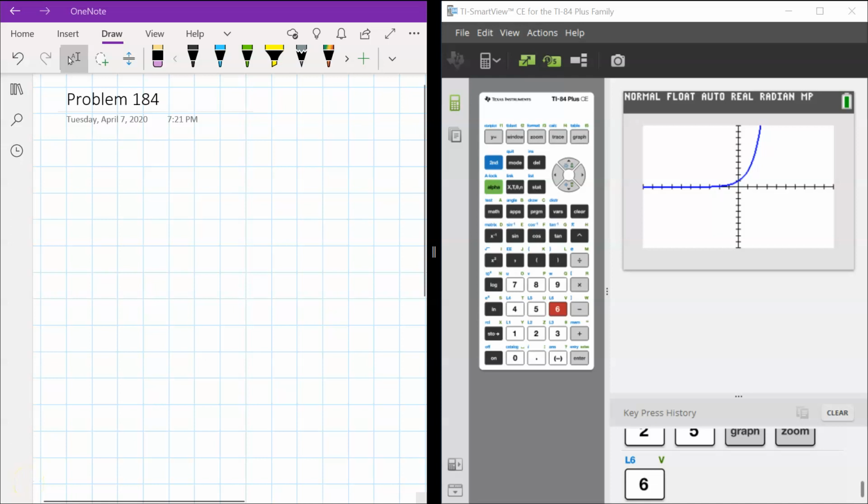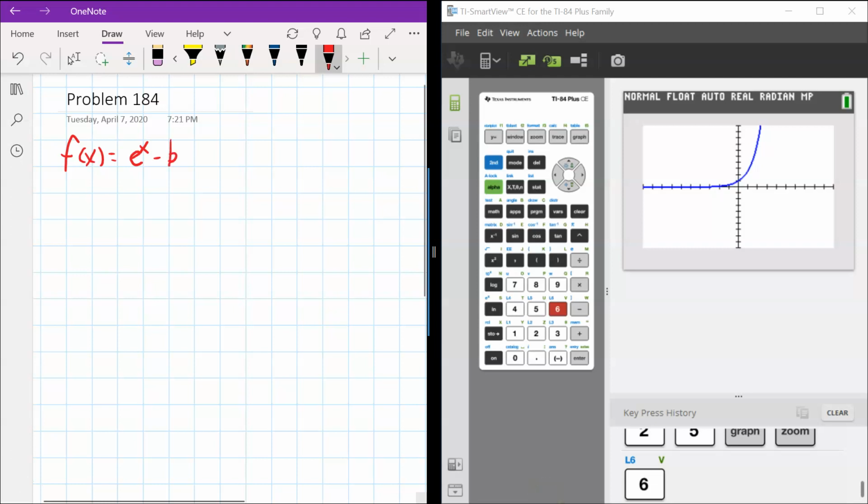Alright, we're still on section 4.4. This is the mean value theorem, and we are on problem number 184. The question is asking, find the conditions for y equals e to the x minus b to have one root. So f of x equals e to the x minus some b value.